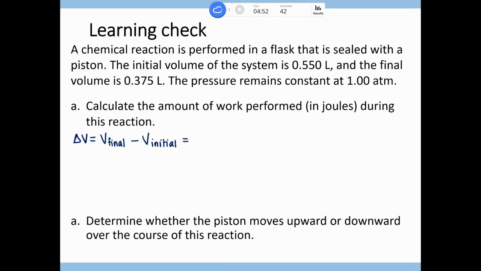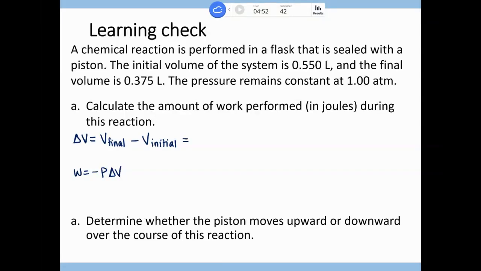Okay, we'll start going through this one together. We are calculating the amount of work performed in joules. We are given a pressure and two different volumes, so we can calculate change in volume. We will use work is equal to negative pressure times change in volume. So here's the equation that we'll use. Let's first calculate change in volume. That's the final volume minus initial. Whenever we're calculating change, we'll start with the final and then subtract the initial.